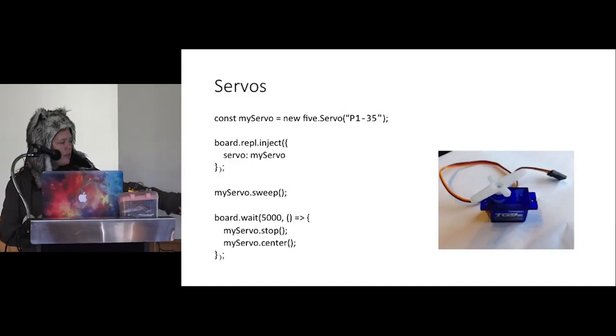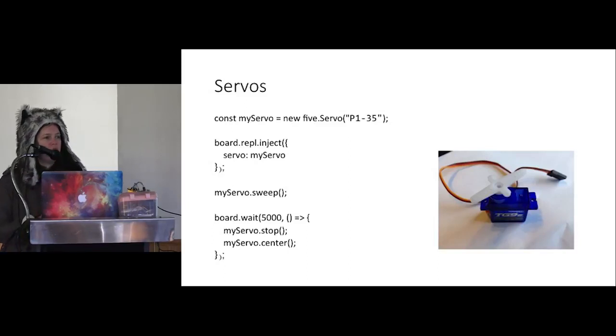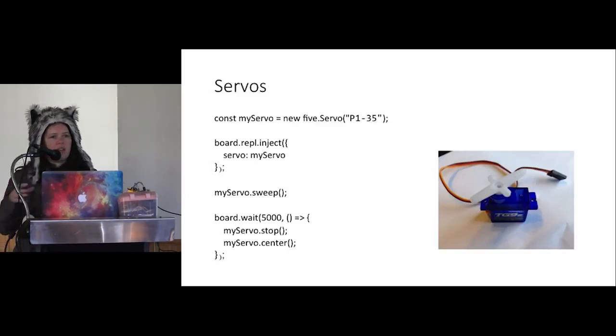And some of the things that you might want to do, you might want to sweep the servo back and forth. You might want to stop it, you might want to center it. You can also set the position of the servo. And servos work using pulse width modulation. So it's this idea of having values in between 1 and 0, but on a digital pin rather than on an analog pin. So it's kind of like simulating voltages in between 0 and 5 volts, or 0 and 3.3 volts.